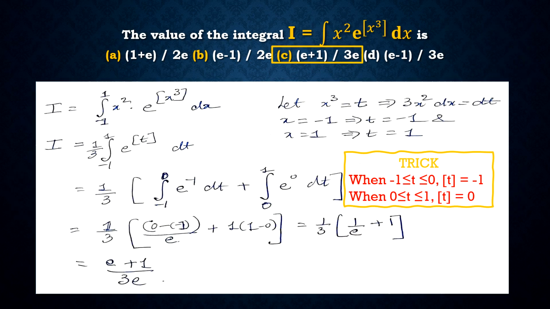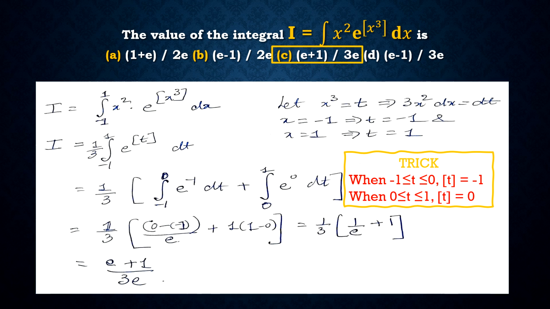First example, we have understood the definition of the greatest integer function. Second example is of moderate level. The value of the integral I is equal to the integral of x² e^[x³] dx. You have to find the value of this integral, and the options are given over here.